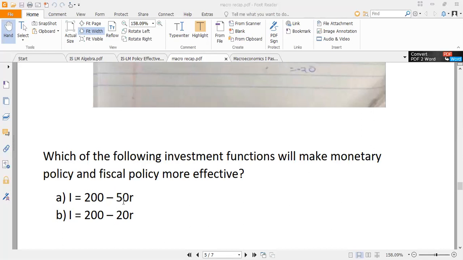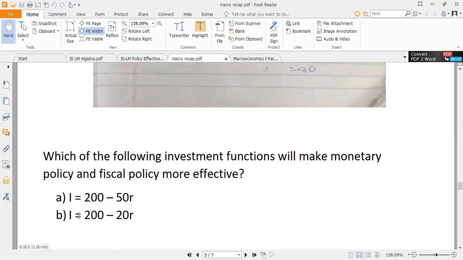Yes, because what this means is that if you increase government spending and interest rate should increase by just 1 unit, investment will fall by 50 units. But the second one, investment will fall by what? Only 20 units, which means that the crowding out will be minimized on the second one than the first one. So the fiscal policy will be more effective on the second investment function.